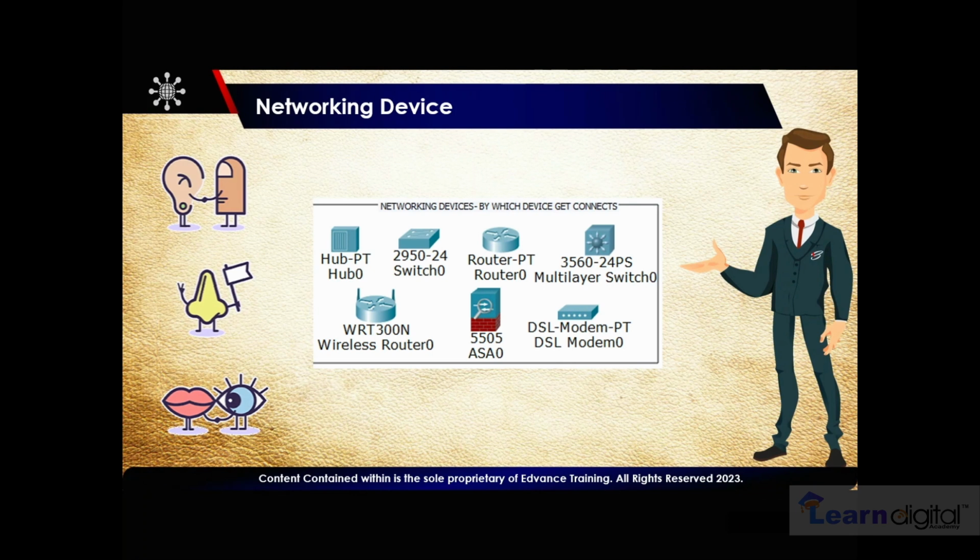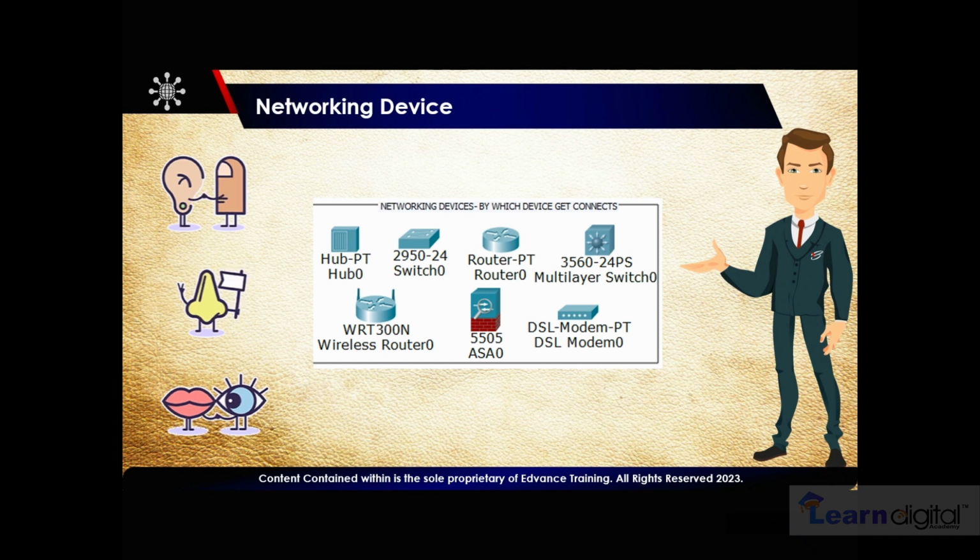But if I talk about networking devices, these are hardware components used to facilitate communication and connectivity within the computer network. These networking devices play a crucial role in managing and directing the data traffic between the devices. Here are some common types of networking devices such as hub, switch, router, multi-layer switch, wireless routers, firewall, checkpoints, modems. So I can talk a little bit about some networking devices.